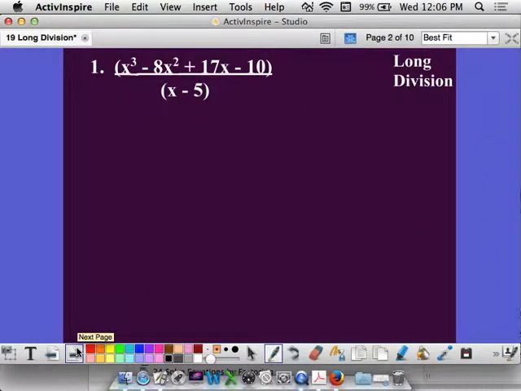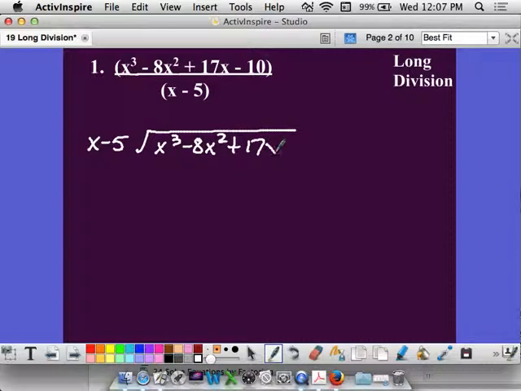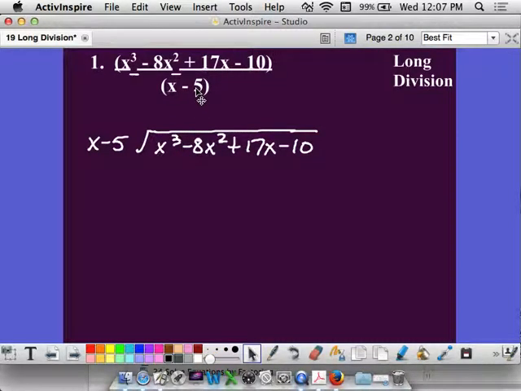So here's our first problem with the polynomial. We have this polynomial divided by this binomial right here. We're going to set it up the same exact way. So we have x minus 5 divided into x cubed minus 8x squared plus 17x minus 10. And in doing that, we're going to look mainly at the first term right here. I'm going to say, what times x will give me x cubed?